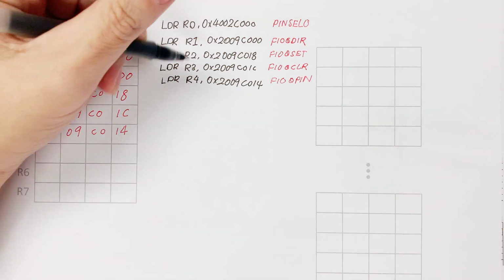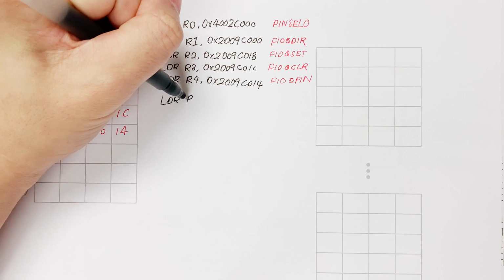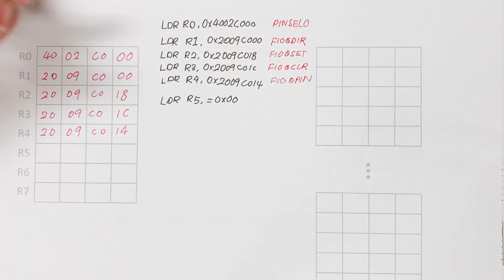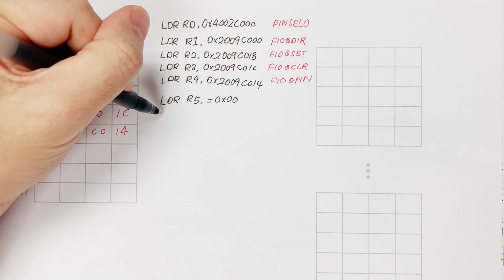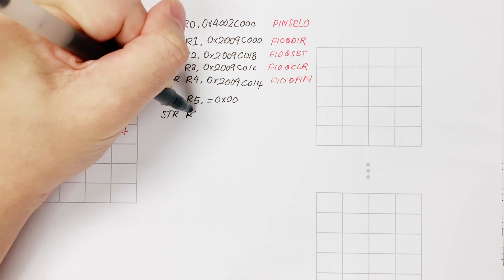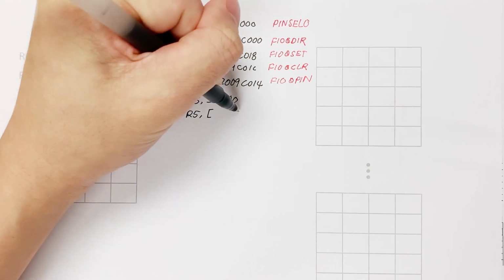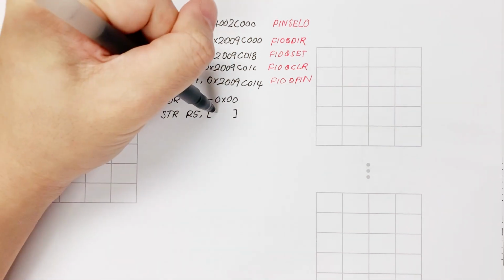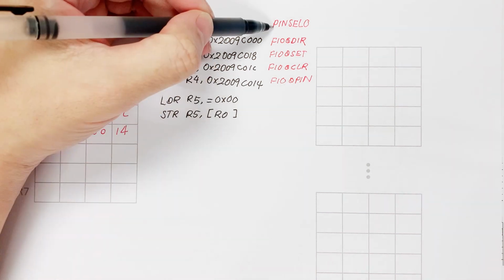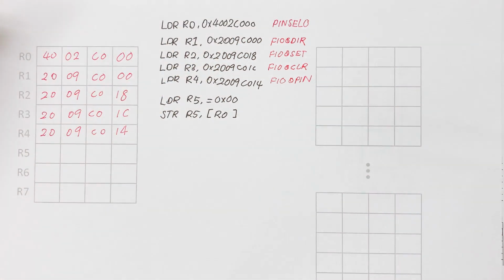The way how we do it is we load the value 0 into R5, and then we store the value that we have in R5 into the address pointed by register 0, which happens to be our pin select 0.